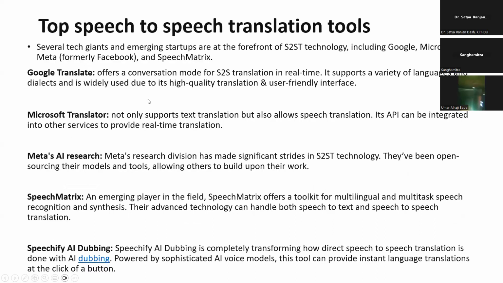I'm not discussing the technology that has been used in these tools, but I'm simply presenting you some top speech-to-speech translation tools which have been developed by tech giants such as Google, Microsoft, Meta, etc., and most of them are freely available for use. So we have Google Translate, Microsoft Translator, Meta's AI research, SeamlessM4T, Speechify, AI dubbing. There are more, but I have listed some of the most popular translation tools.